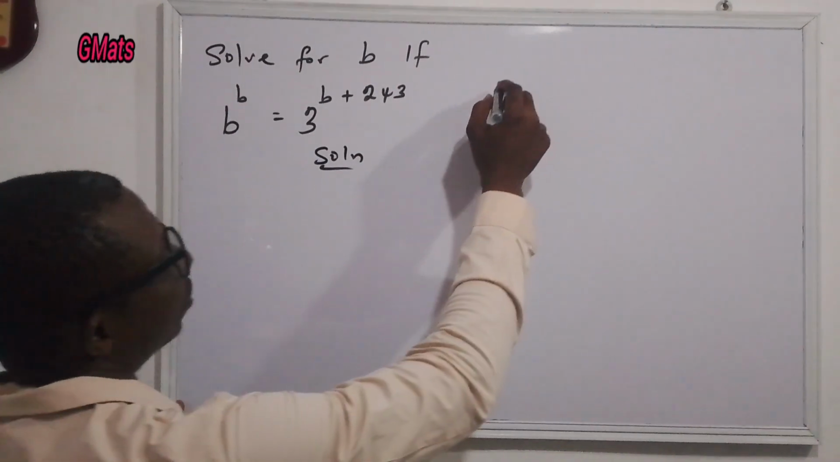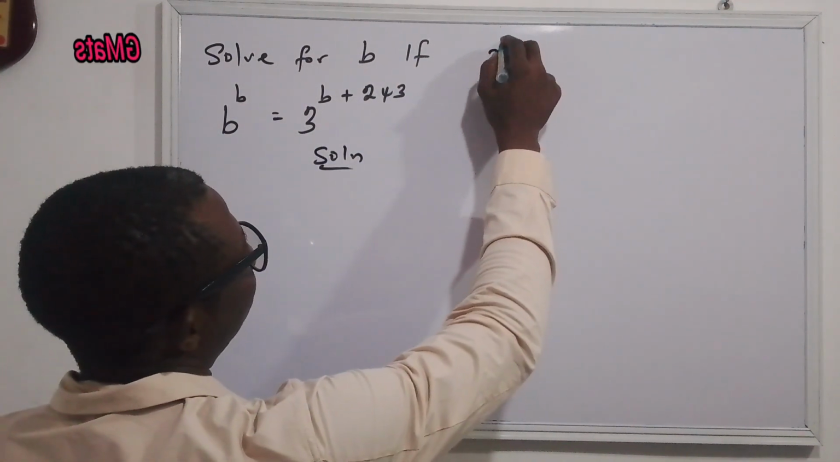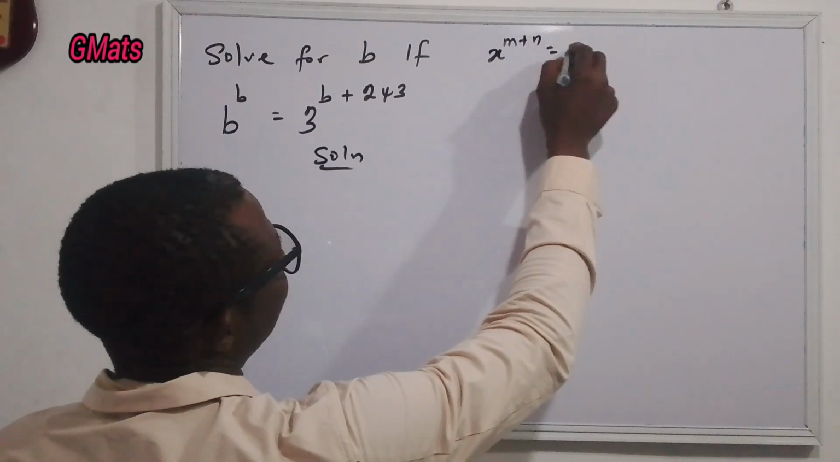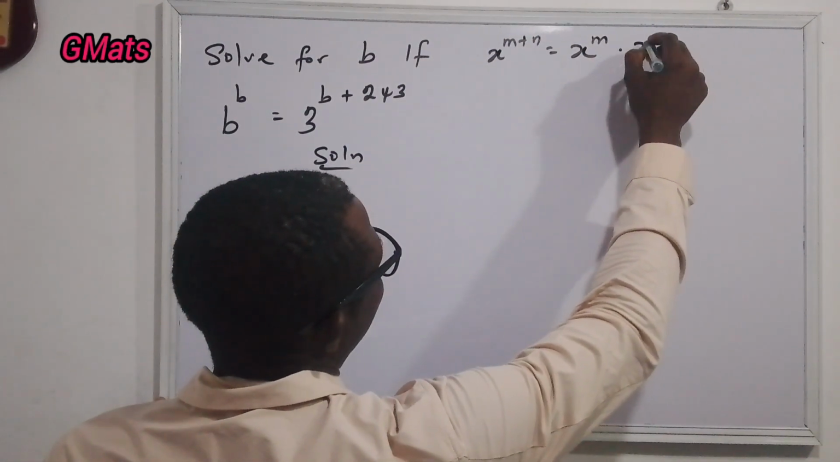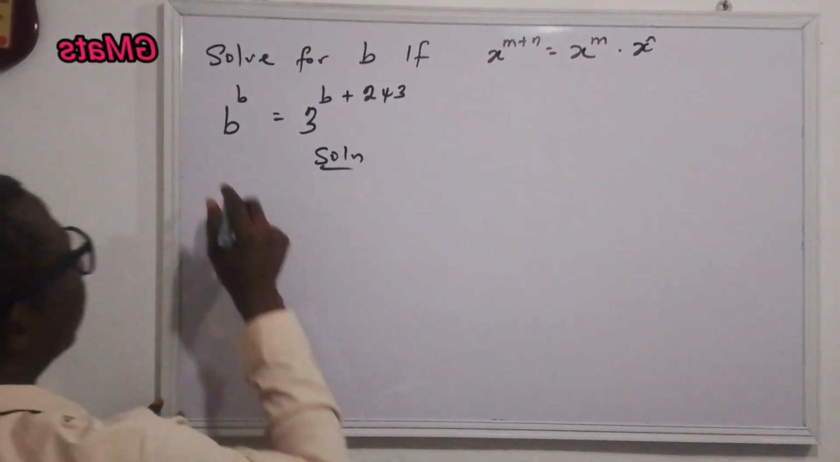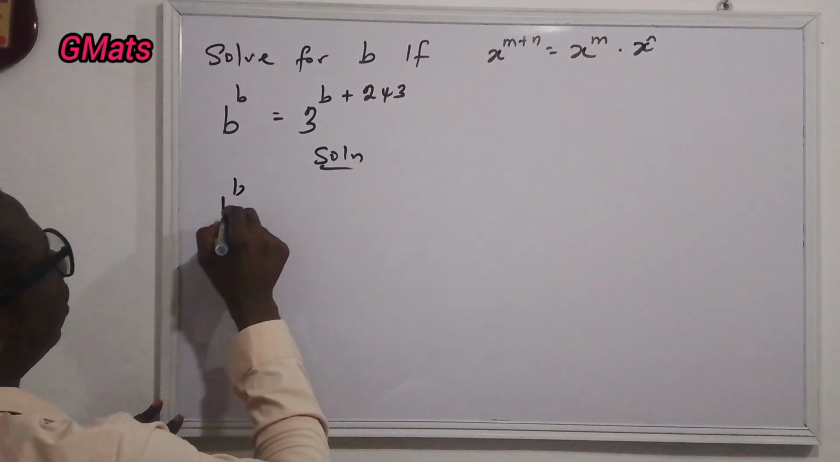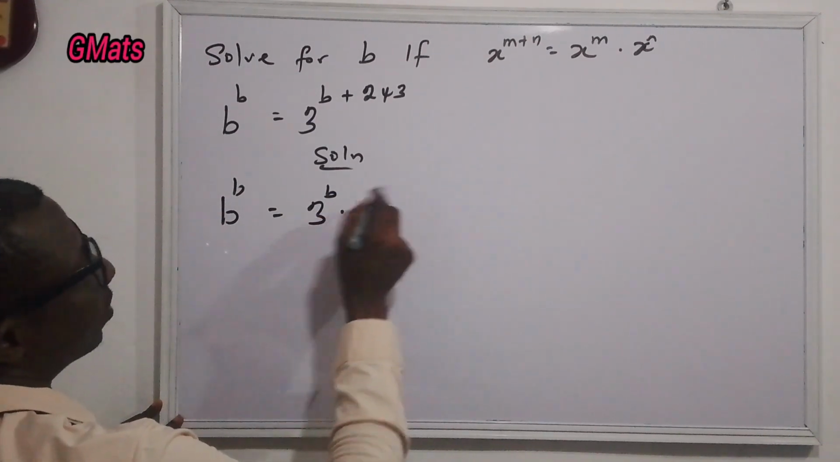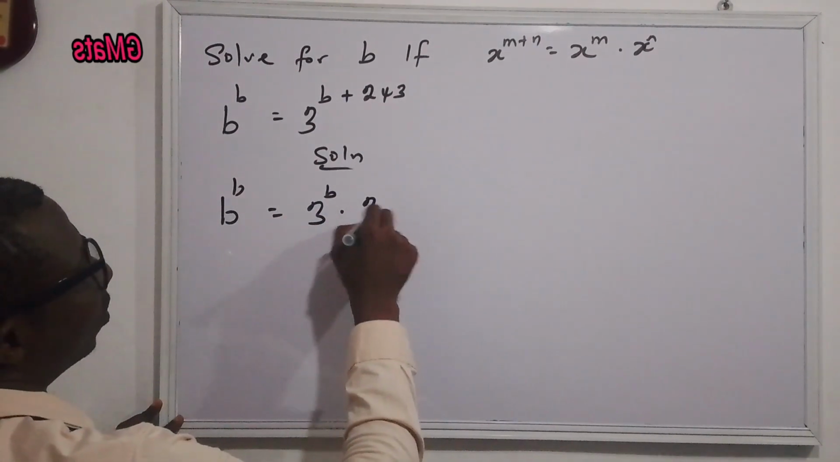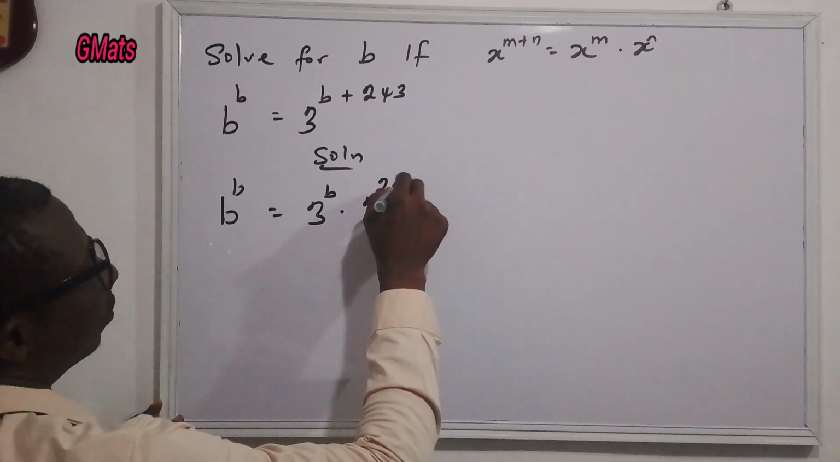Now we are applying this law: x raised to the power of m plus n is the same thing as x raised to the power of m times x raised to the power of n. So now we have b raised to the power of b equals 3 raised to the power of b times 3 raised to the power of 243.